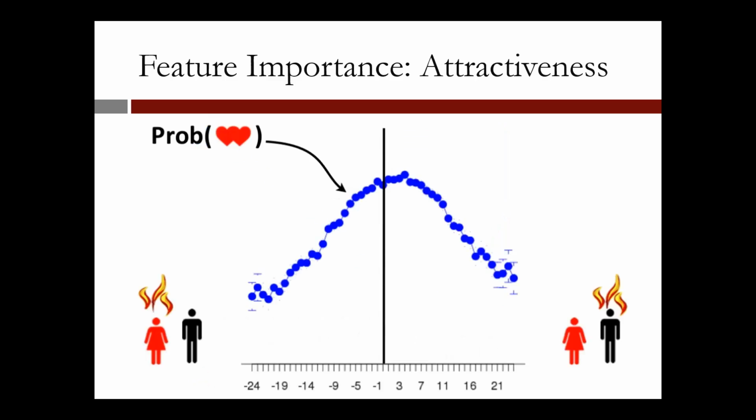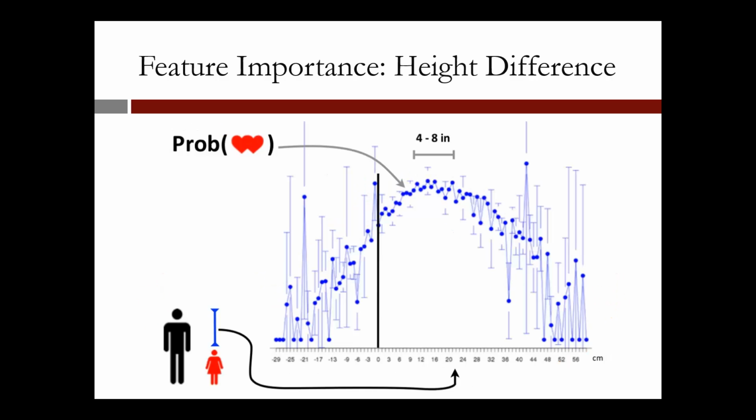Also interesting is this graph that shows that if the attractiveness is too high or too low, the probability of a successful match decreases. Finally, if the difference in height is too high or too low, the probability of the match also drops. It seems that the sweet spot is a difference in height between 4 and 8 inches.